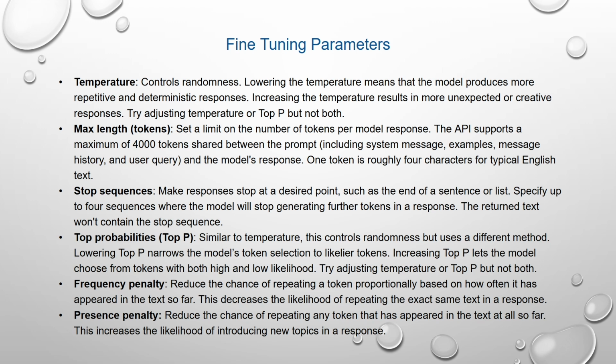Then there is frequency penalty. It will reduce the chance of repeating a token based on how often it has appeared in the text. Then there is presence penalty, which will reduce the chance of repeating any token that has appeared in the text at all so far. And for presence penalty, we can increase the presence penalty if we want to introduce new topics in our response. So these are the fine-tuning parameters.